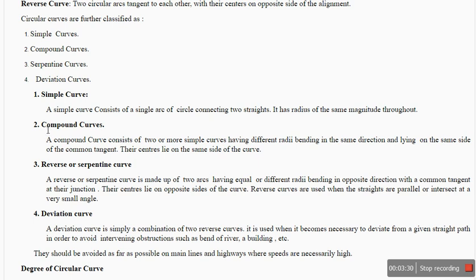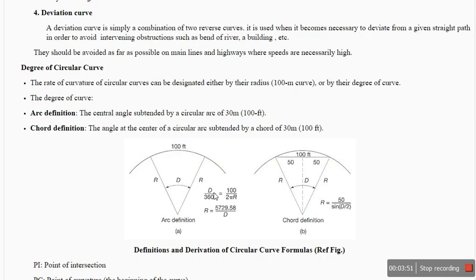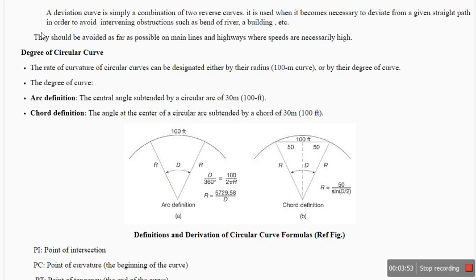Then we have a compound curve, when you have two or more radii. Reverse curves are where the curvature changes in the opposite direction: one curve goes in this direction and immediately the curve changes in the reverse direction. That is called a reverse or serpentine curve. Now we need to study the basic definitions in the curve, because these are the standard definitions if you want to go abroad or study higher education.